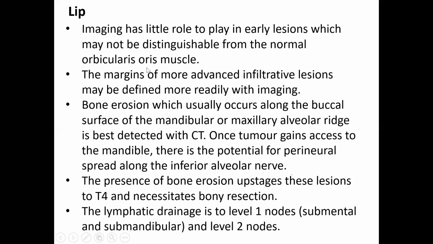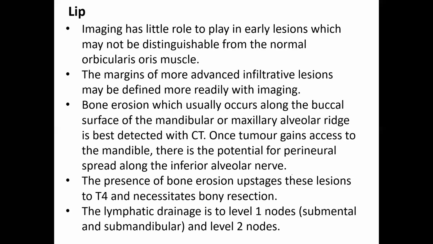Lip. Imaging has little role to play in early lesions, which may not be distinguishable from the normal orbicularis oris muscle. The margins of more advanced infiltrative lesions may be defined more readily with imaging. Bone erosion, which usually occurs along the buccal surface of the mandibular or maxillary alveolar ridge, is best detected with CT. Once tumor gains access to the mandible, there is the potential for perineural spread along the inferior alveolar nerve. The presence of bone erosion upstages these lesions to T4 and necessitates bony resection. The lymphatic drainage is to level 1 nodes, that is submental and submandibular, and level 2 nodes.